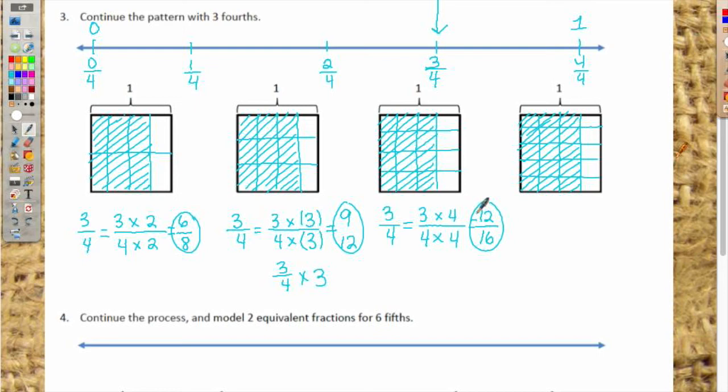Okay, and I'm going to have Griffin help me with the last one, since he's raising his hand over there. So 3/4 times what, Griffin? 5. Well, actually, just times 5, right? It goes 15/20. Good.